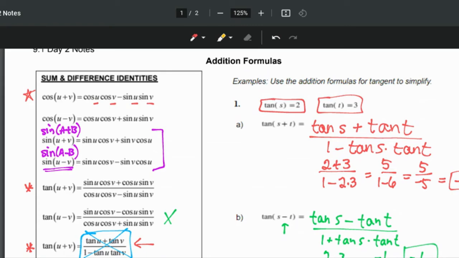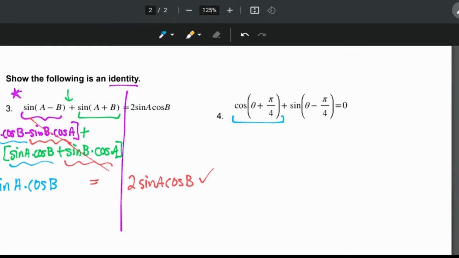And then for the second part of the problem, we're back to the sine of an angle minus another angle. So we're going to use sine of u minus v and just replace the u's and v's with thetas and pi over 4s. Using those formulas that we just identified, we're going to expand cosine of theta plus pi over 4 into cosine theta times cosine of pi over 4 minus sine theta times sine of pi over 4.